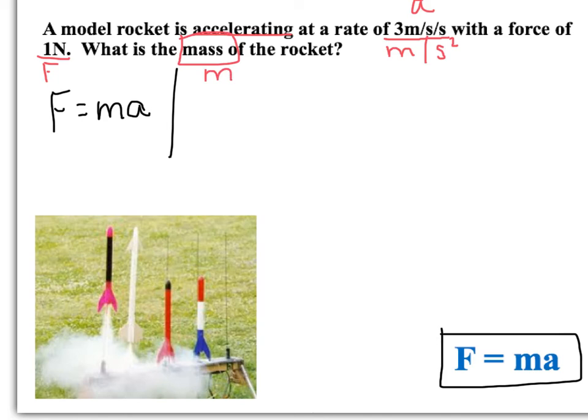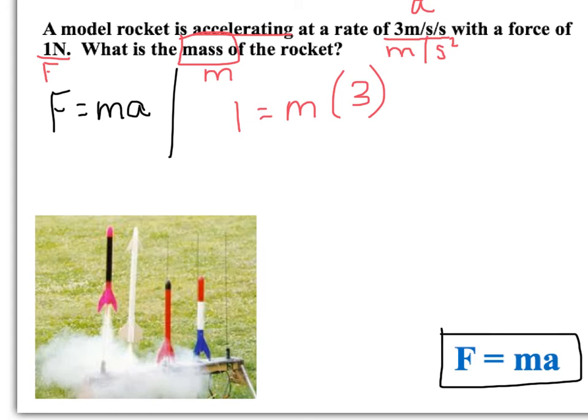So let's plug in what we know. We know that we have a force of 1 Newton, which equals mass, I don't know the mass, times an acceleration of 3. So I do this very similar to the last problem. I need to isolate the m, or get the m all by itself. So I need to move the 3 to this left-hand side of the equal sign. Do you remember how we move numbers or letters over?